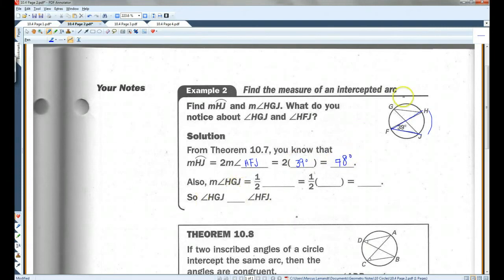Also, the measure of angle HGJ, that's this angle, equals half this arc. Okay? So it's 1/2 78 degrees, which is 39 degrees. So these angles are congruent, which makes sense because they open up into the same arc.